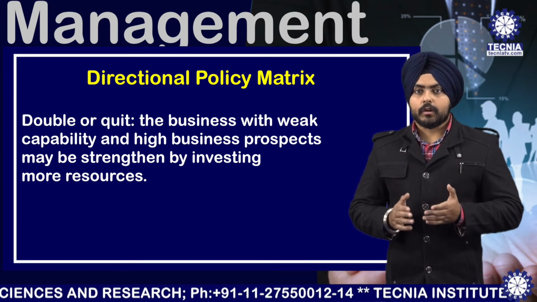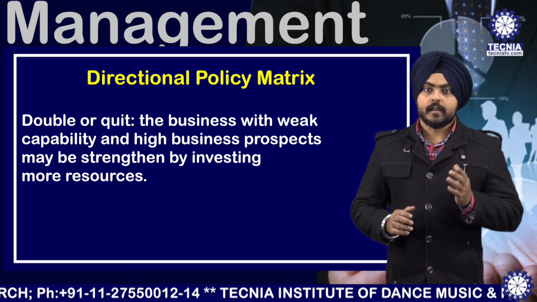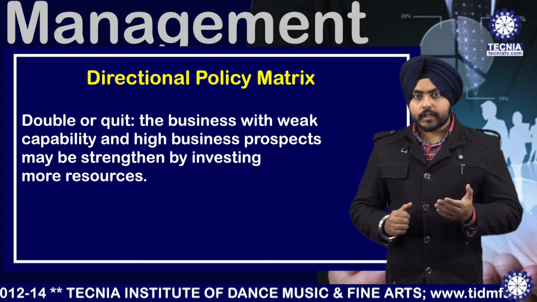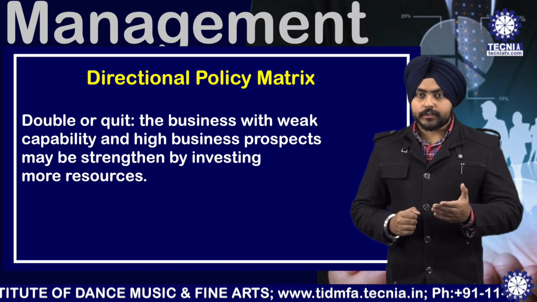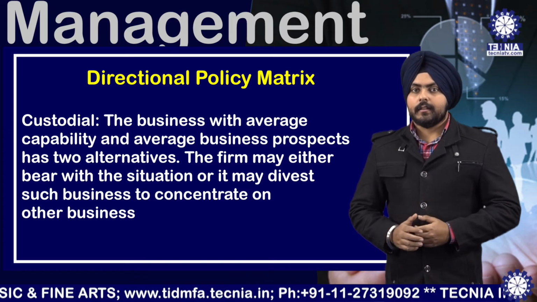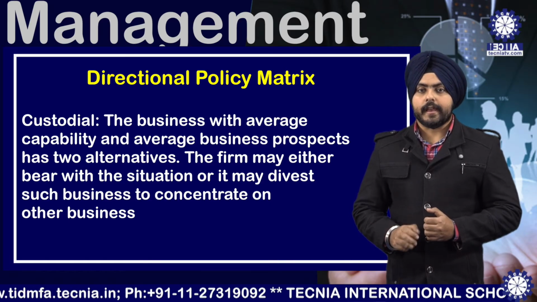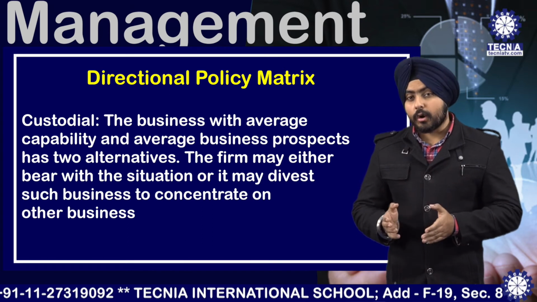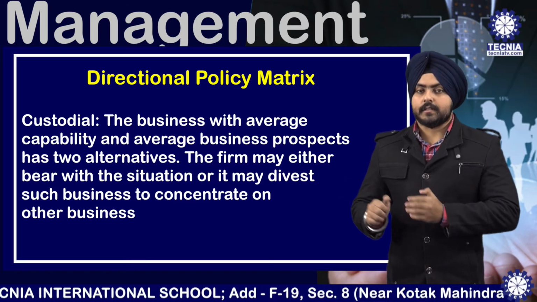Third is double or quit. The business with weak capability and high business prospects may be strengthened by investing more resources. Alternatively, such businesses may be divested when it is not possible to invest more resources in it. Fourth is custodial. The business with average capability and average business prospects has two alternatives. The firm may either bear with the situation or it may divest such business to concentrate on other businesses.